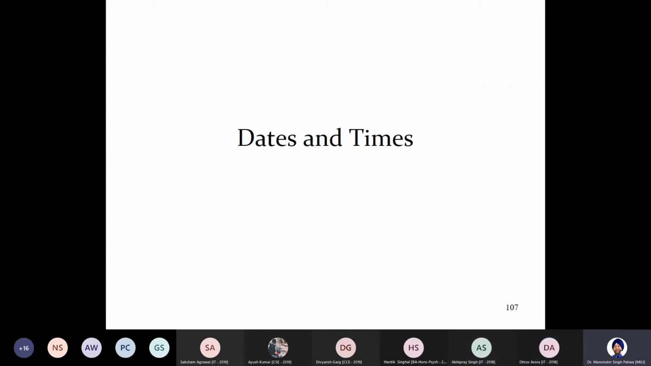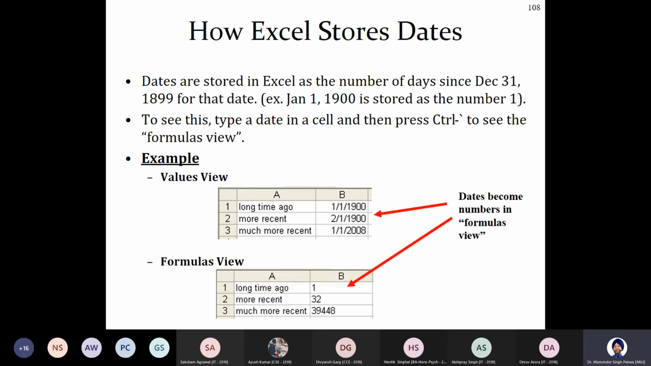Good. So next are dates and times. Now you have to know how Excel uses dates and times. Dates are stored in Excel as a number of days since 31st December 1899, and that date is actually stored as the number one.